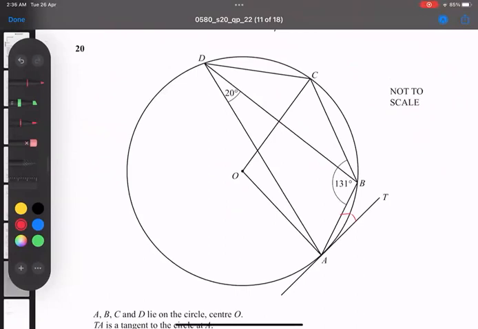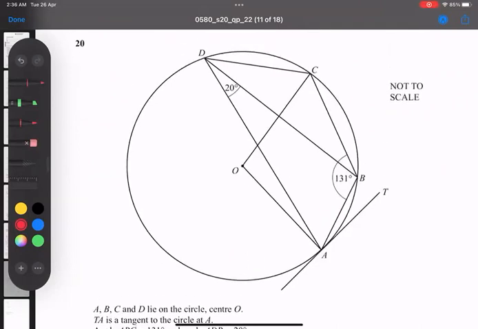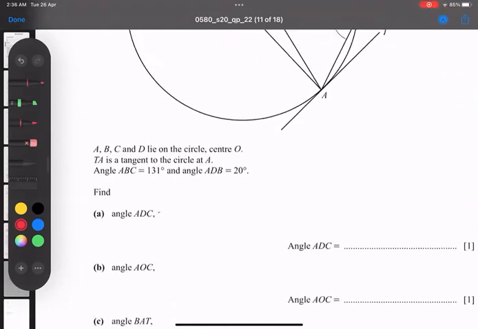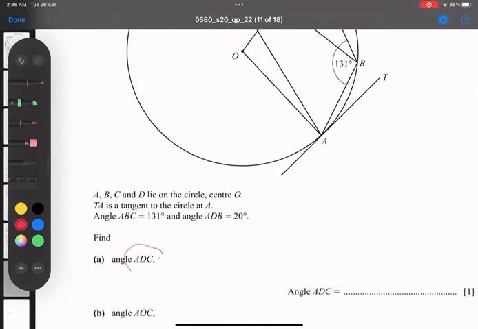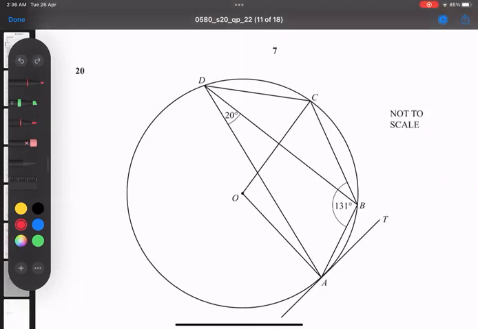Now we have a question on a circle. You can see what is the question here to find. We have been given 2 angles, you can see here 131 and 20. So let's start. First is ADC, middle letter D, with letters A, D, and C. Where is ADC?